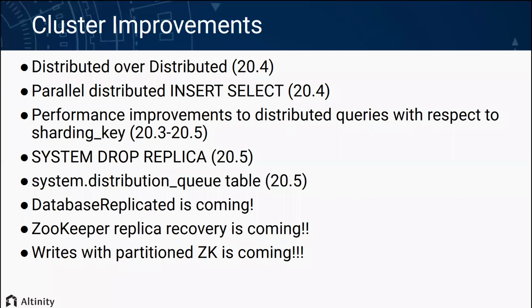Probably one more interesting feature is the distribution queue table, which allows you to see what data has been inserted into a distributed table but not propagated to your shards. Before then, you had to go to the file system in order to see this. Now you have a thing in ClickHouse itself.